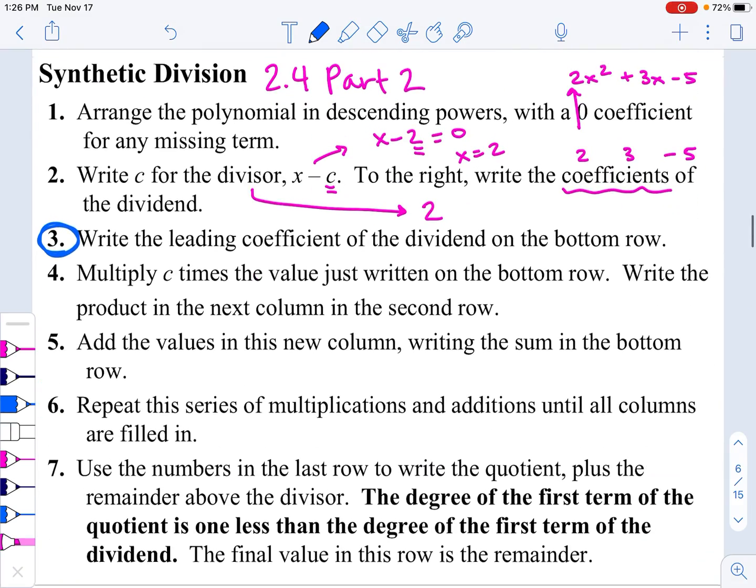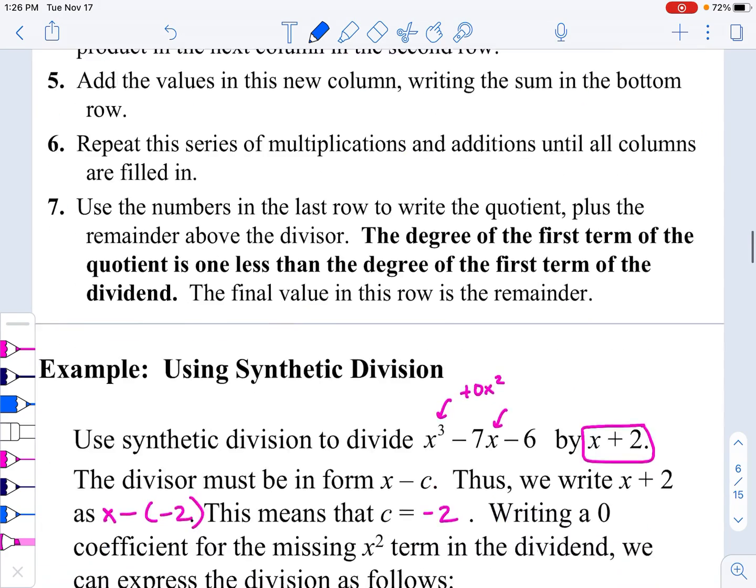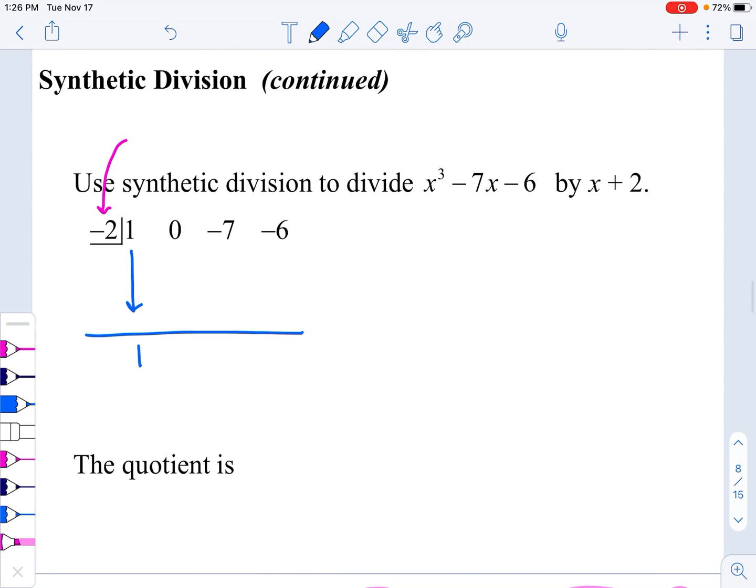It says then we're going to multiply C times the value just written on that bottom row. So we are going to take this 1 that's at the bottom here and multiply it by a -2. So 1 times a -2 is going to give us a -2. That is going to go right underneath of this 0. Then we're going to add 0 with -2, which is going to give us a -2. And then we're going to do our multiplication again. -2 is going to multiply by -2, which gives us a +4. So I'm going to write a +4 underneath of that -7. I'm going to add them together.